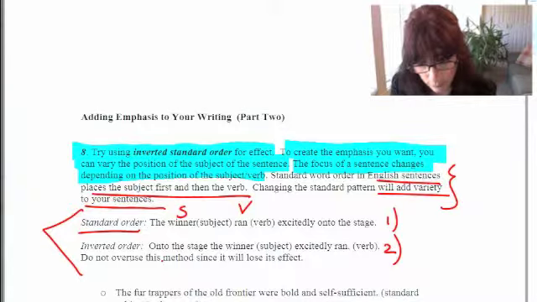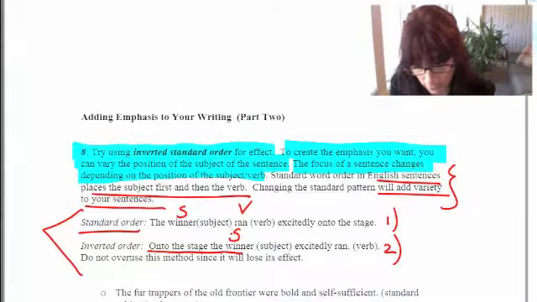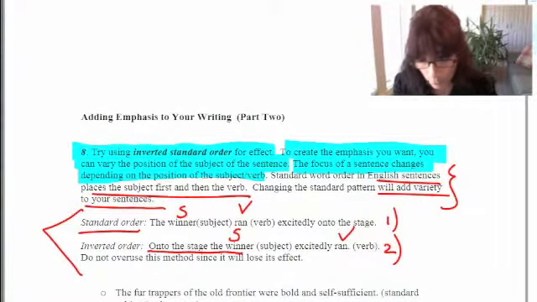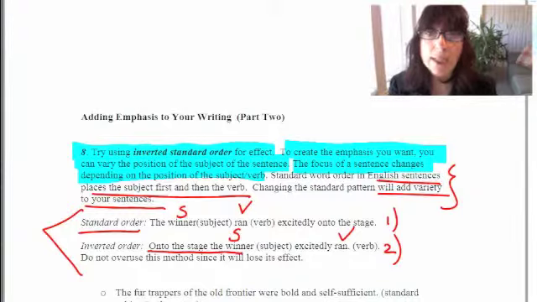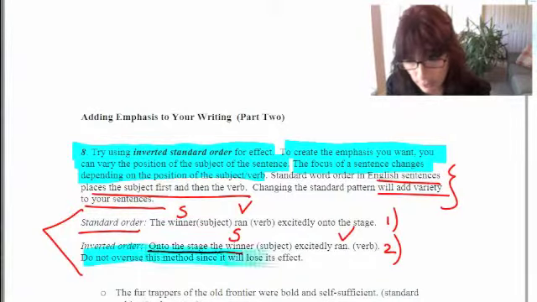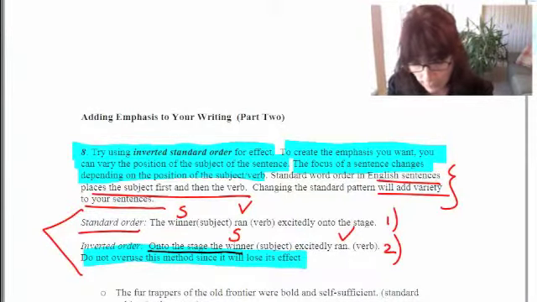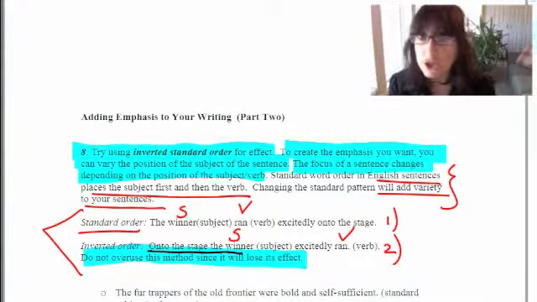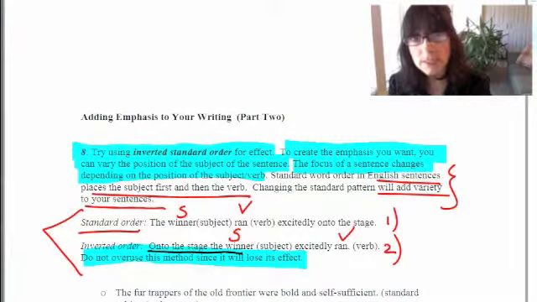But look how it's been reversed in the second sentence, inverted. Onto the stage, the winner excitedly ran. Now you're starting with this prepositional phrase, onto the stage. Then you've got your subject, the winner, and you've got your verb. Excitedly is an adverb. You've shifted the whole order just to add variety and a little bit of emphasis. I mentioned right here to not overuse this method because it'll lose its effect, but it's nice to change it up periodically and not always start with the subject and then the verb.